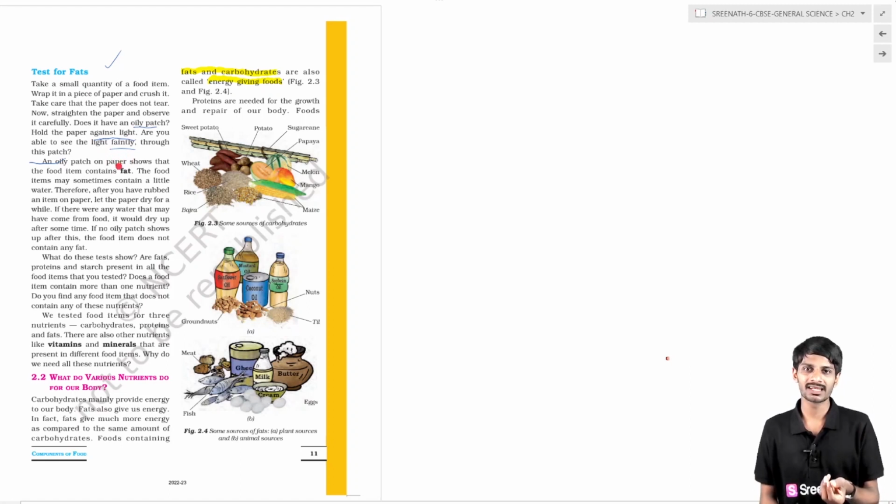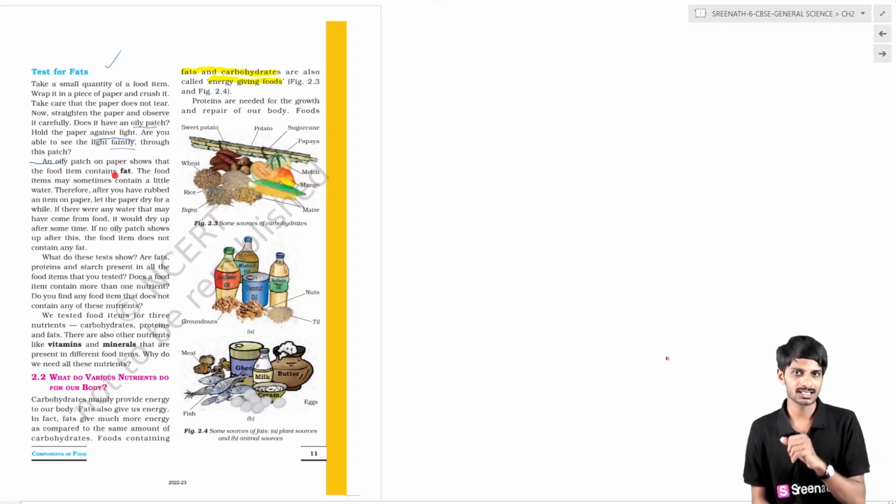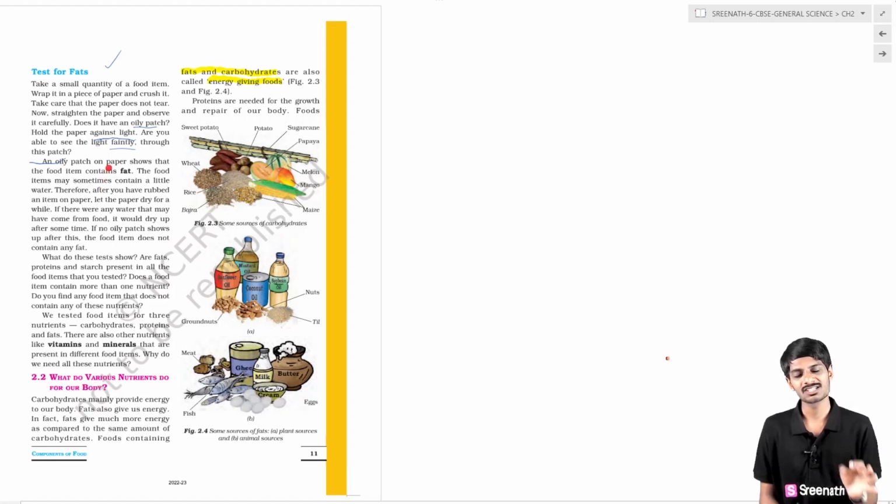One simple thing is, when you eat any bhaji or chili or any oily, fatty items, your hands become oily, or the paper plate becomes oily. This is the simple test, showing that fats are present in those food items.